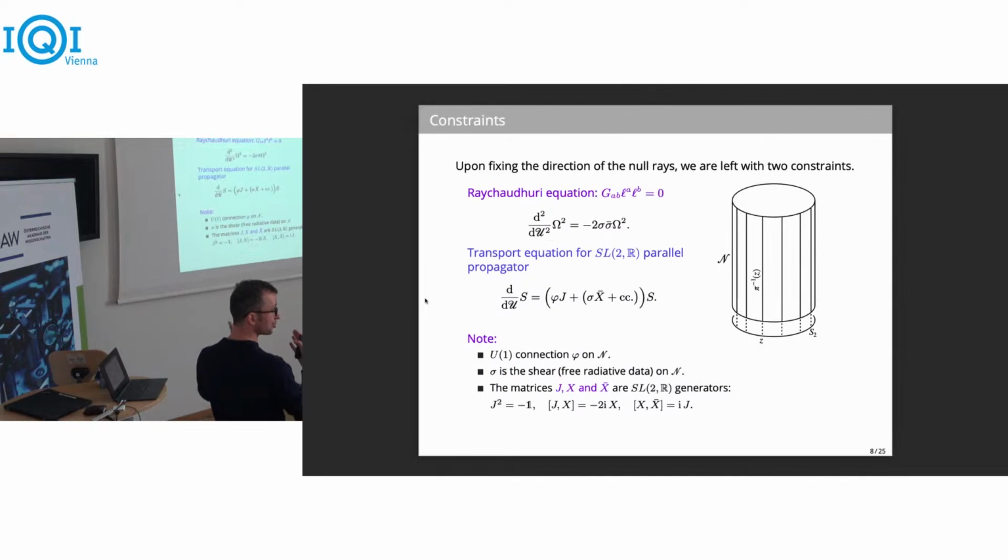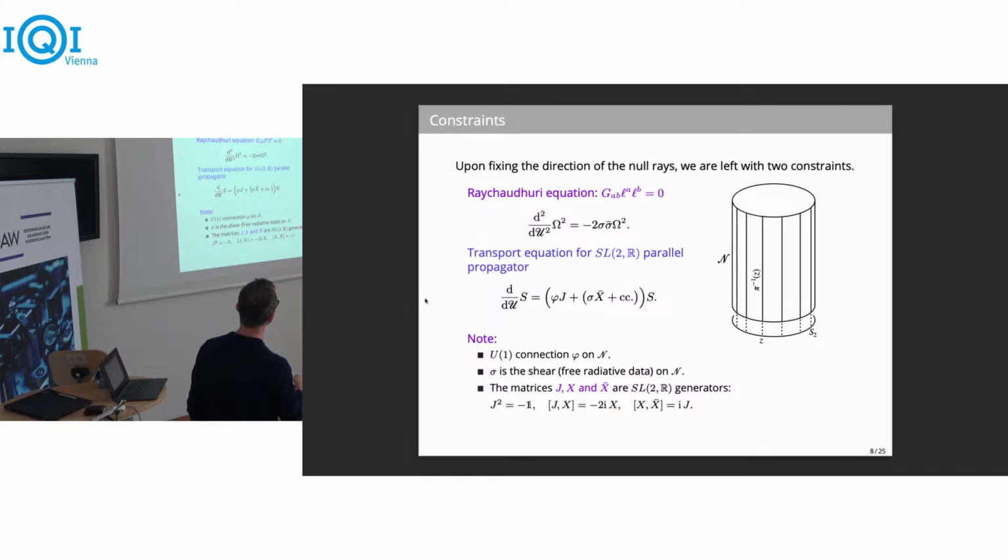Now, this describes a generic geometry of a null hypersurface. But not any general geometry is consistent with the Einstein equations. For the null boundary geometry to be consistent with the Einstein equations, you have to impose the Raychaudhuri equation and nothing else, which means you only have to deal with this one constraint.